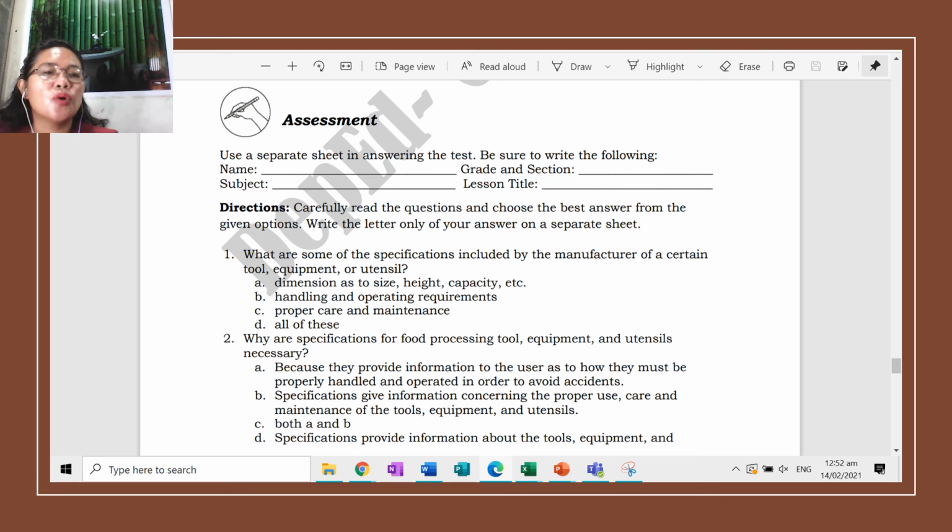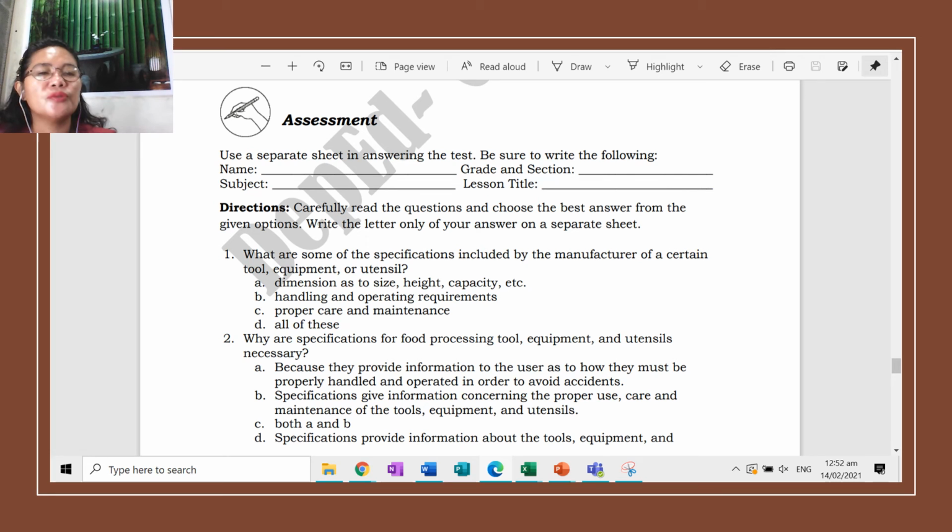Okay, so what are some of the specifications included by the manufacturer in certain tools, equipment, and utensils? Letter A, dimensions of the size, height, capacity, etc. Letter B, handling and operating requirements. C, proper care and maintenance. Letter D, all of these.